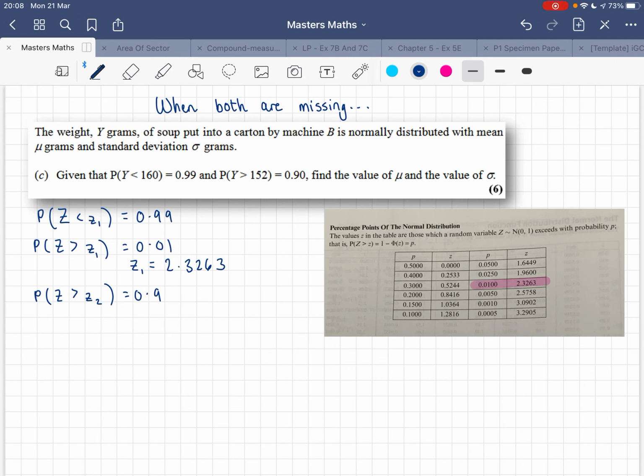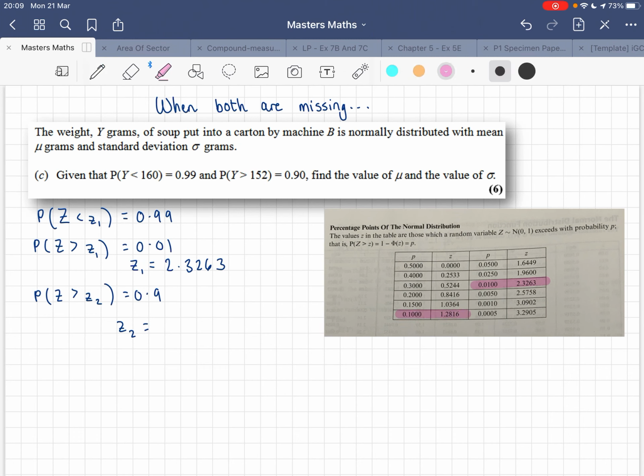Yeah, for this one, again, 0.9 is not in the table, but 0.1 is, and because of the symmetry in the graph, if we can find the z value for 0.1, then the z value for 0.9 is the negative of that. So our value of z2 is, find 0.1 in the table.